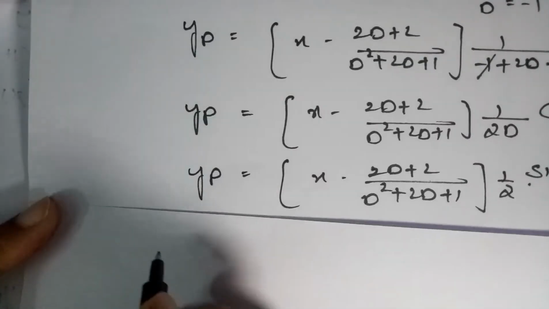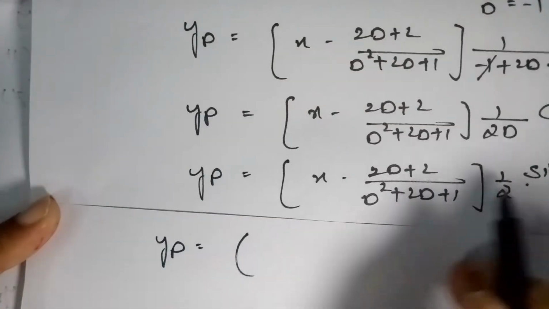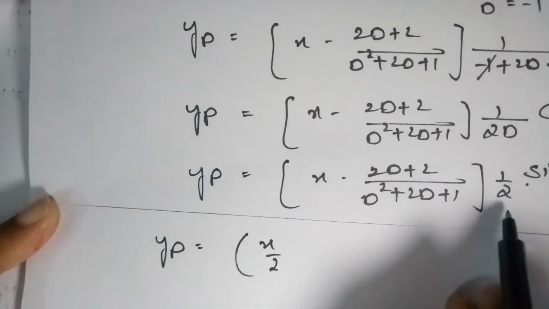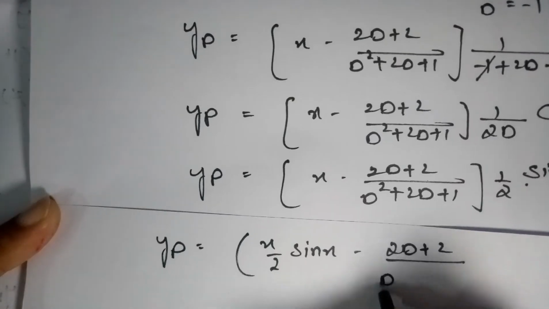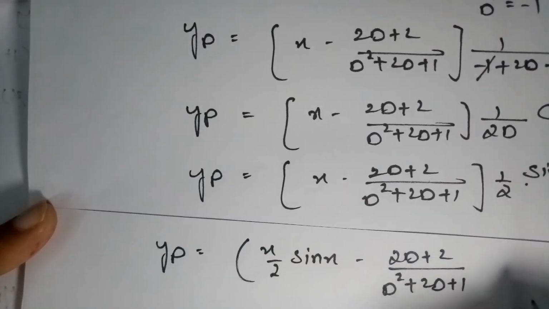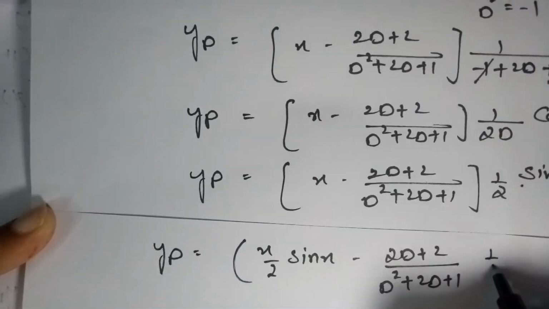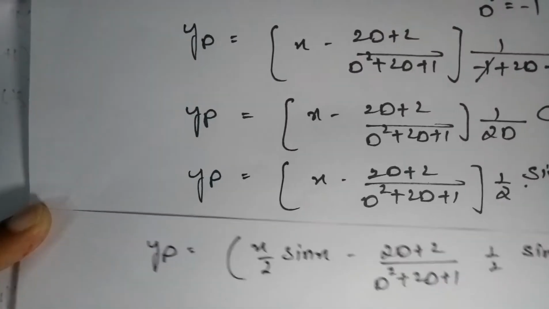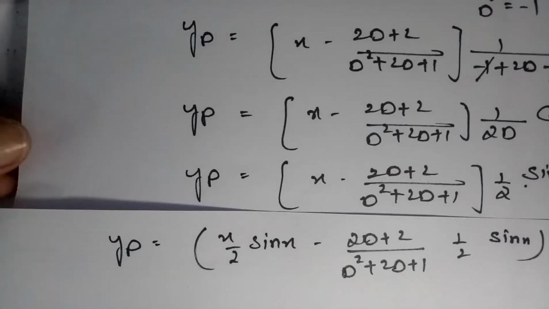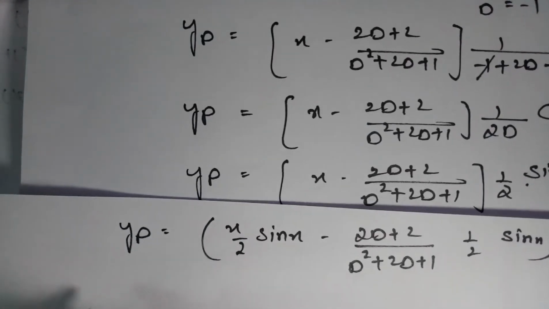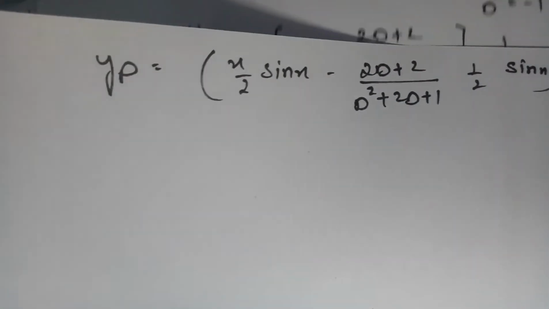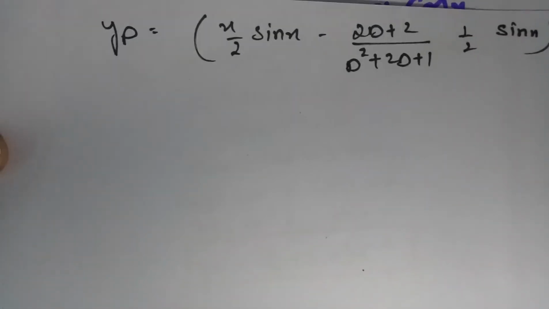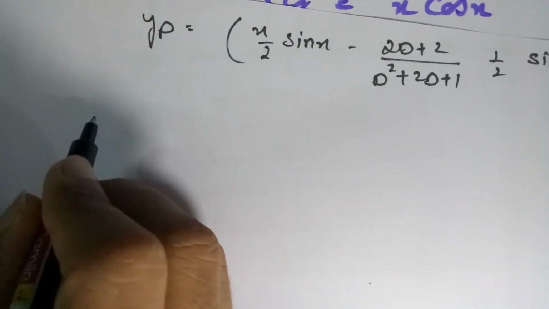Yp is equal to, if I multiply, this will be x by 2 sin x minus 2d plus 2 by d square plus 2d plus 1 into half times of sin x. So yp, if you see this yp, I have to solve this one.